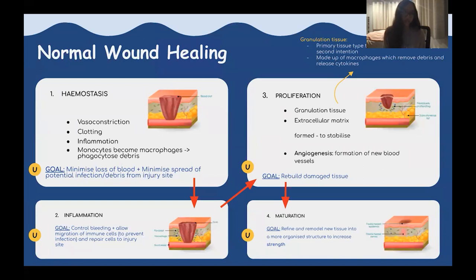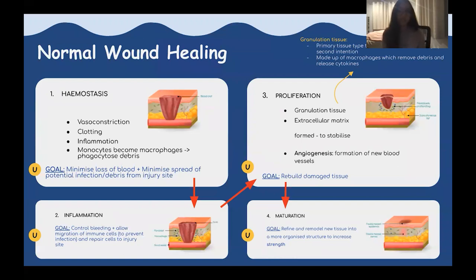you would have things like inflammation and macrophages trying to phagocytose the debris. The second step is inflammation, which Pranay went into pretty well. So those steps that he talked about are what occur in this stage, and the overall goal there is to control the bleeding and allow a bunch of cells to come into the site of injury, whether that's immune cells or repair cells. The third step is proliferation. The goal there is to rebuild the damaged tissue.